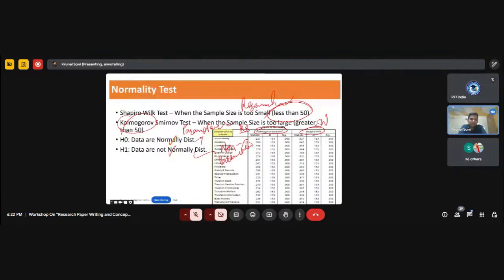Now we have to learn the p-value rules in terms of acceptance and rejection of the null hypothesis. Anyone having an idea? The acceptance and rejection of p-value rules and criteria.